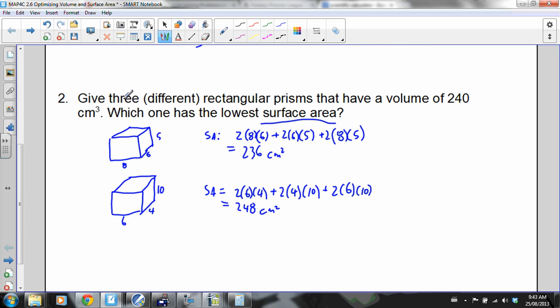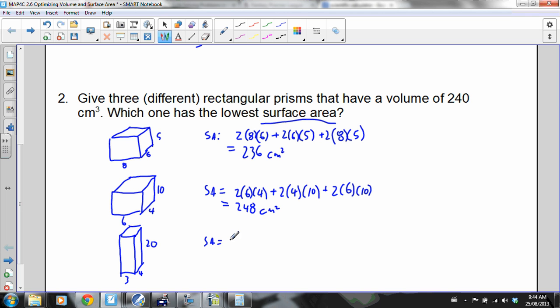We have to do 3, so let's find one more. Let's see if we can come up with maybe a little bit of a goofy shape here, one that looks almost like a milk carton type size. So if this is 3, this is 4, this is 20. And how do I come up with these numbers? I'm just trying to find 3 numbers that when I multiply them up, I get 240. The volume's 240.